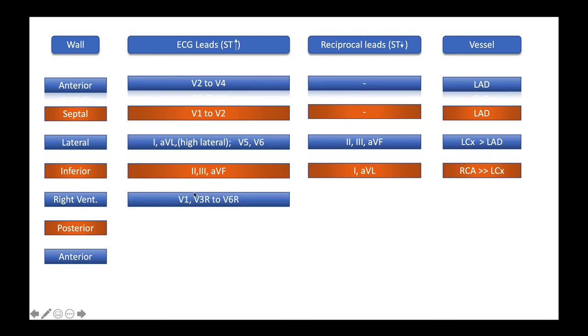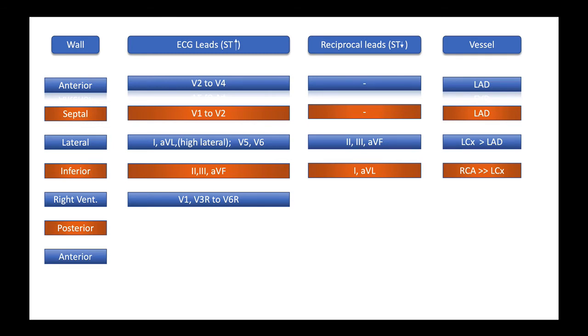Now if you see ST elevation in V1, especially in the setting of inferior wall MI, because they're both usually supplied by the right coronary artery, we have to suspect right ventricular infarction. And to confirm right ventricular infarction, you can take an ECG with special leads on the right side, V3R to V6R. When you say leads on the right side, it's sort of mirroring your leads which are put on your left side.